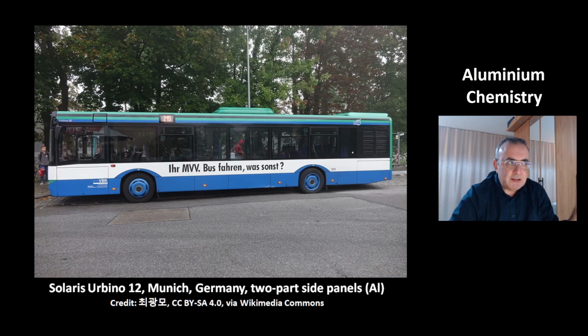This is another bus. This is a diesel bus, Solaris Rubino 12 in Munich, Germany. It shows you another advantage of aluminium. This bus has two parted side panels, this white part and the blue part. And the bottom part, the blue part, is made of aluminium, and its purpose is to prevent corrosion. Usually corrosion starts from the bottom, but with these aluminium panels you can prevent that.